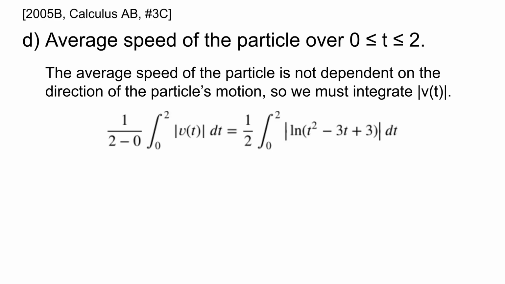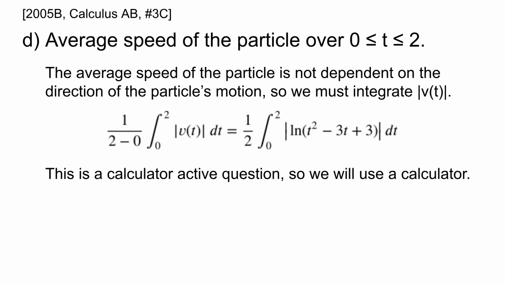The average value can then be calculated by looking at 1 over 2 minus 0 times the integral from 0 to 2 of the absolute value of v of t dt, which is 1/2 the integral from 0 to 2 of the absolute value of natural log t squared minus 3t plus 3 dt.